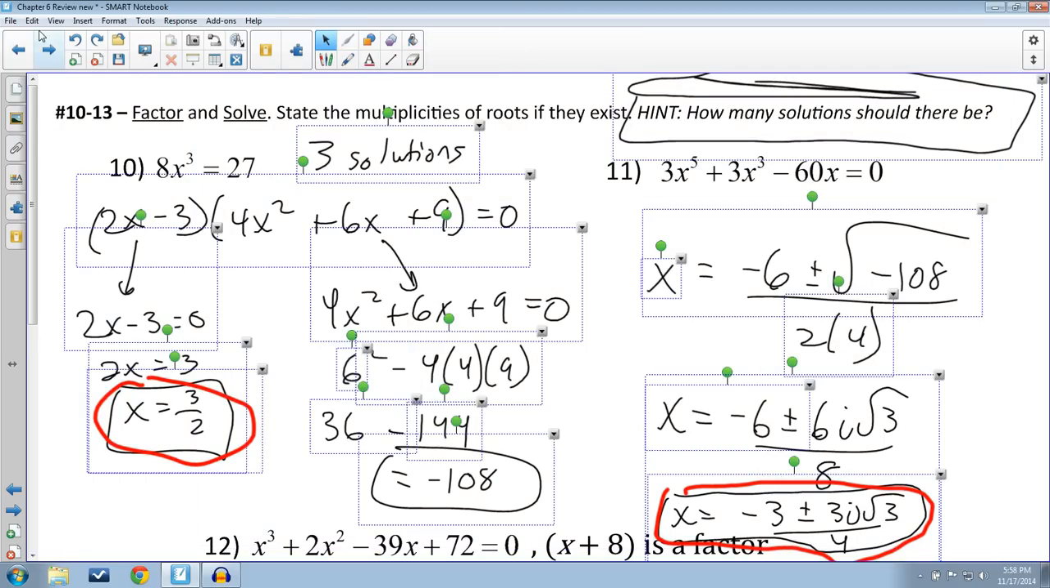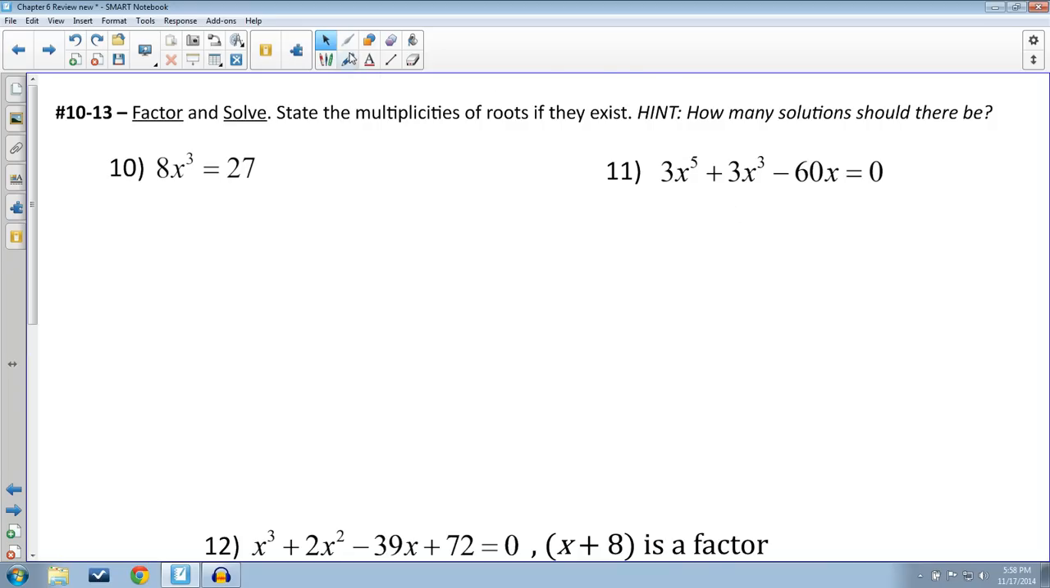Get out of here. Okay, number 11. Before you begin, how many solutions should there be? This is a quintic. There should be 5. We haven't dealt with quintics very much, so you might want to say, there's probably something different about this problem. Yes, indeed there is. Common factor. Find it. When in doubt, search for a common factor first.